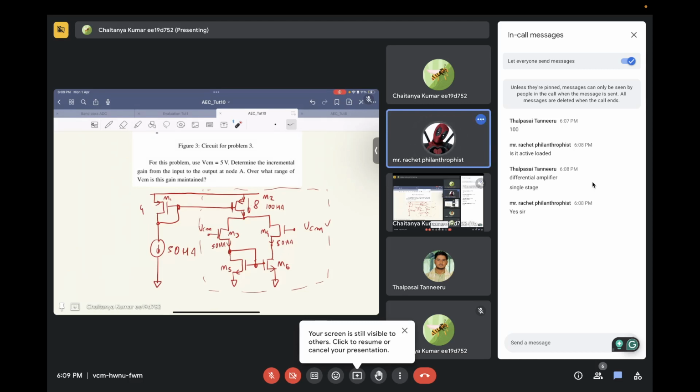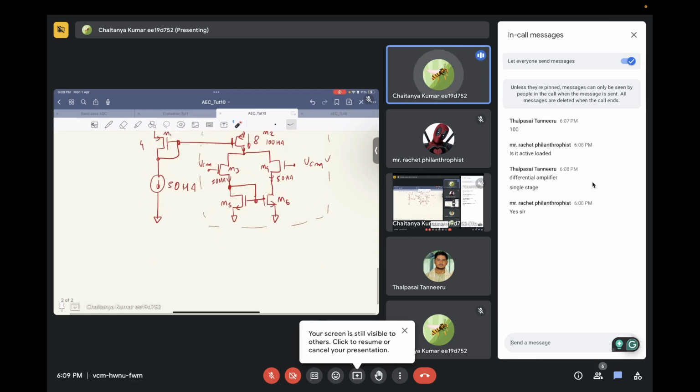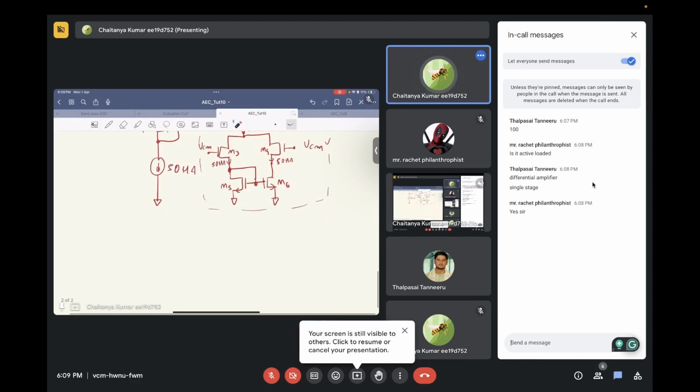Yeah, so Ro is infinite. So what will be the gain? It is infinite. So the gain will be infinite. Okay. Now, how you can view it as, since it's a differential to single-ended structure, right?